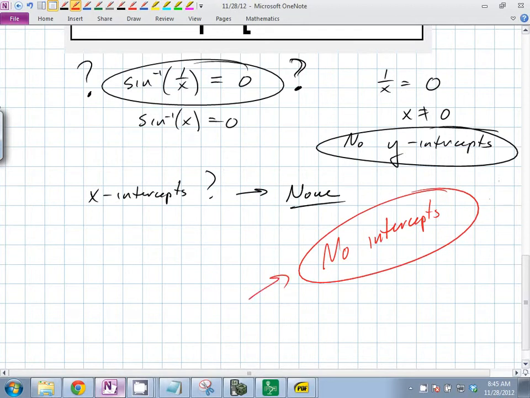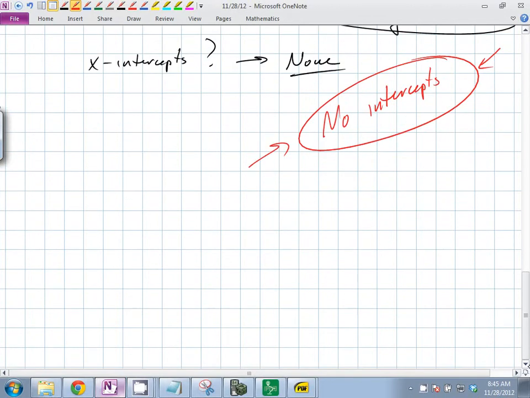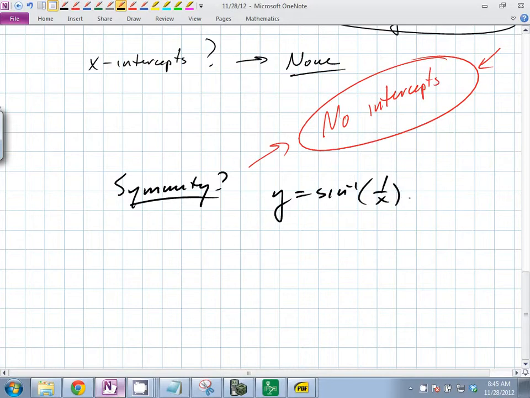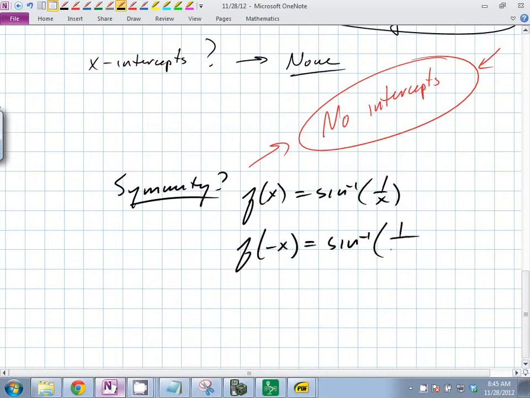So what do you want to figure out next? Symmetry. What do you think about symmetry on this thing? Y equals sine inverse of 1 over x. So what do you do to test for symmetry? What do you plug in for x? F of -x, what do you end up with? Sine inverse of 1 over that right there.